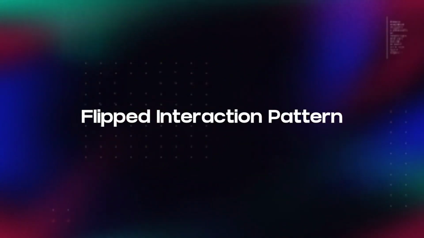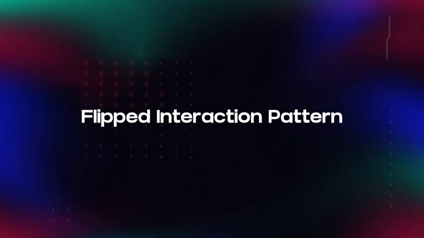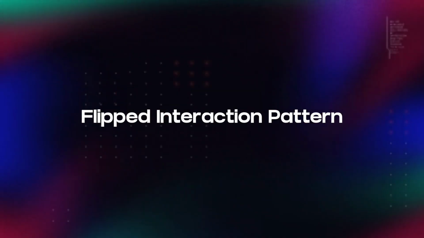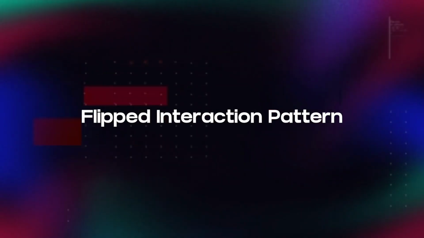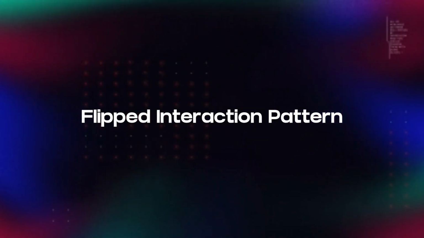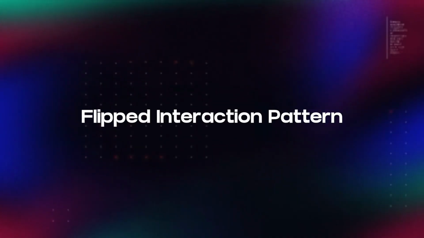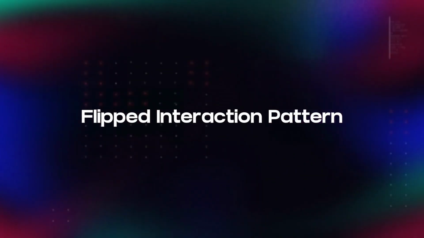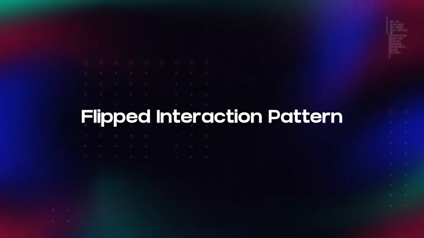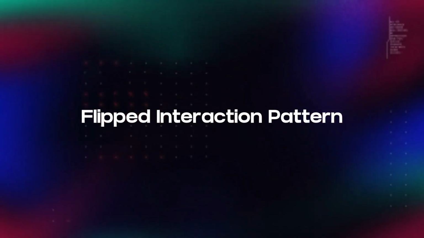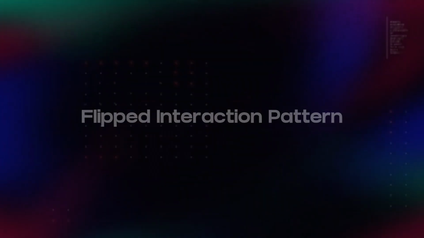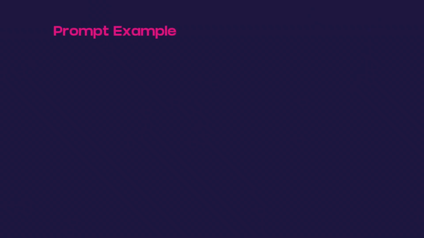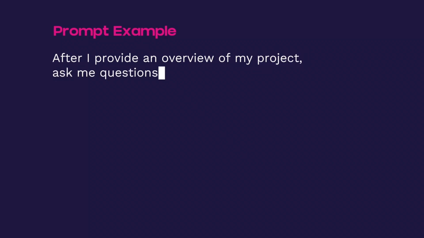Then you have the flipped interaction pattern. The flipped interaction pattern essentially prompts ChatGPT to switch the role so the AI will then give you questions. This will help when you're learning a subject to really test your knowledge, but it's also super useful when you want to see gaps in your planning. Because sometimes when we're so involved in our own planning, we don't realize that we may have missed a few things. So an example prompt here could be, after I provide an overview of my project, ask me questions to help refine my project goals.